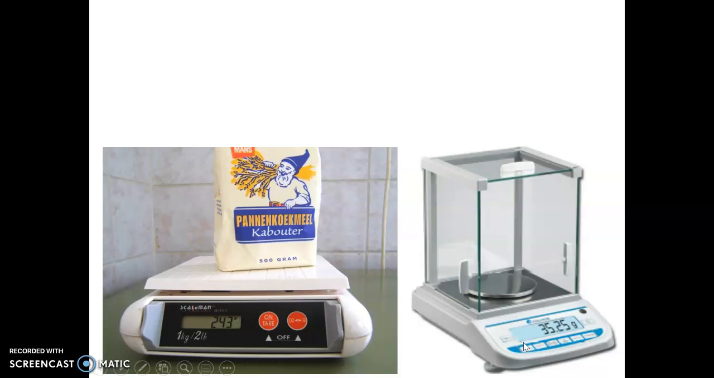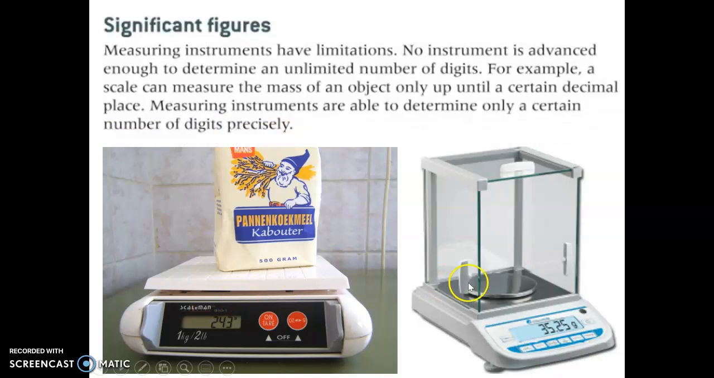Okay, take a look at these 2 scales. One can give us a weight in grams, but this one here is a more scientific scale. You can see the weight is given in grams, point, and then tenths and hundredths of a gram. So this one can give higher precision, more significant figures, going into more precise small values. So measuring instruments have limitations. We can see this one is limited compared to this one.